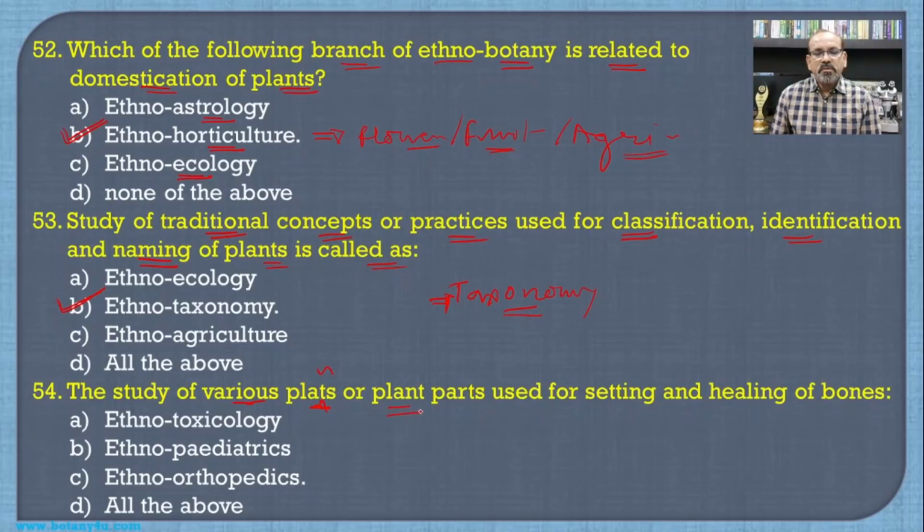The study of various plants or plant parts used for setting and healing of bones. Whenever bone comes, we have to use the word ortho, and hence here ethno-orthopedics becomes the answer for this question. Toxicology is about poisonous ones, and pediatrics is related to children or babies.